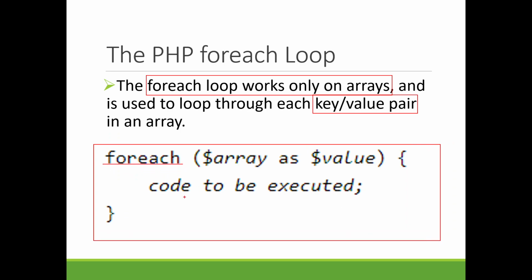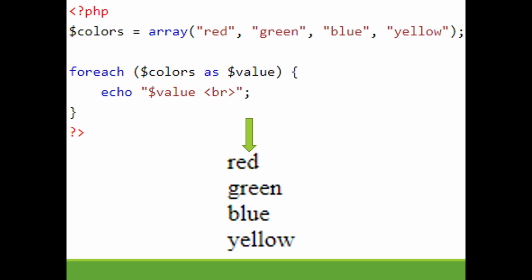So for each, then the array, then as, you want to save each value in a variable called value. Then the code that you want to be executed. Let's look at an example. Here we are declaring an array called colors. This is how we declare an array: we declare a variable as usual, then assign it an array function. In the array we give it some values: red, green, blue, comma separated.